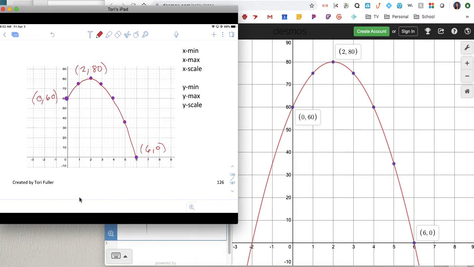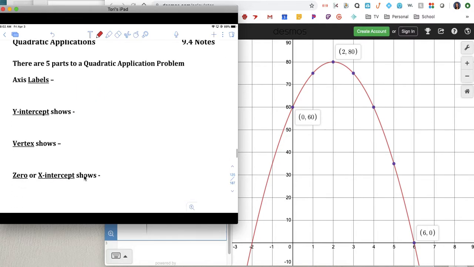Pause it if you need to. I'm going to try and go quick and make this video as short as possible. Okay, those are the 3 things you need. So let's talk about what those represent. I'm actually going to go back 1 page on the notes, and I'm going to fill these in.